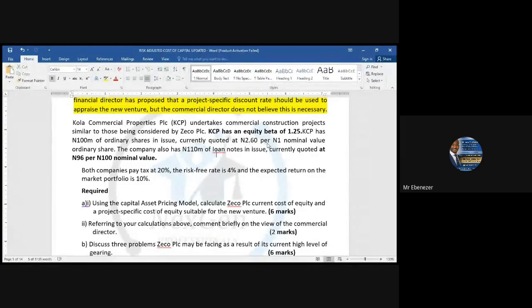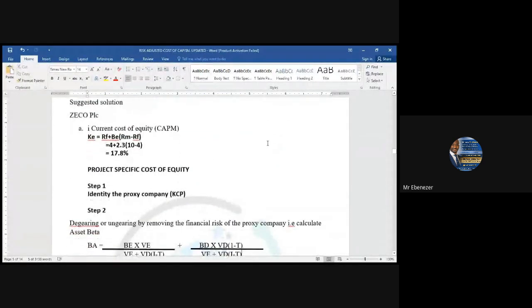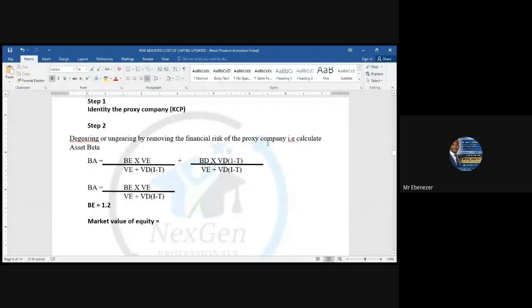So therefore, let me write it. Market value of equity equals the value of ordinary shares divided by the nominal value, times the market value or the market price per share, or market price as ex-div. It should be as ex-div. Let me just add it as ex-div.